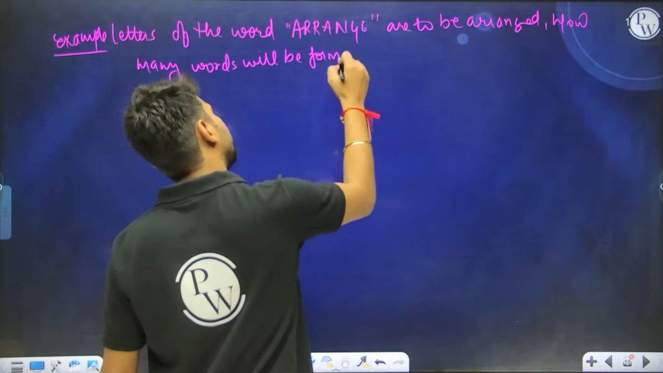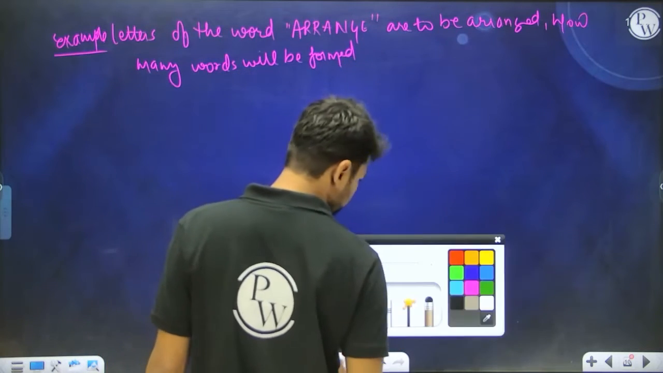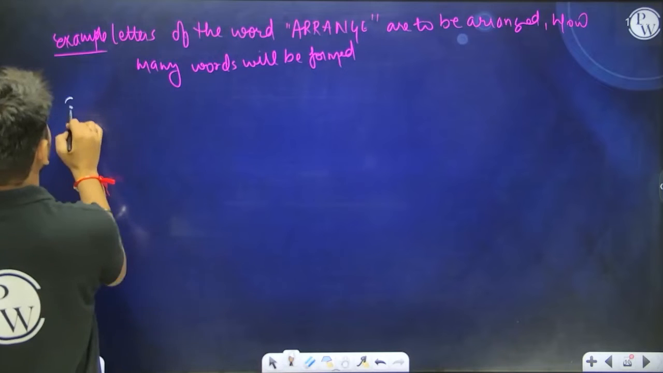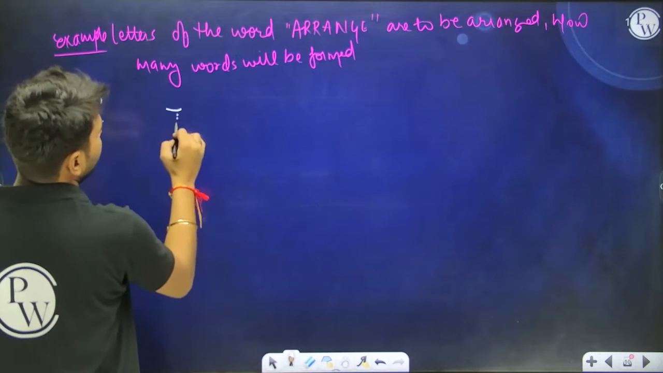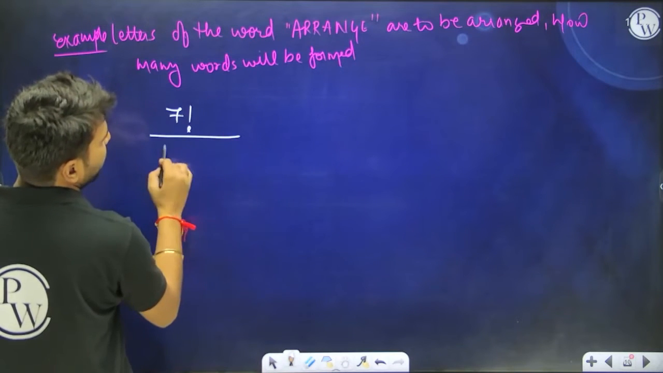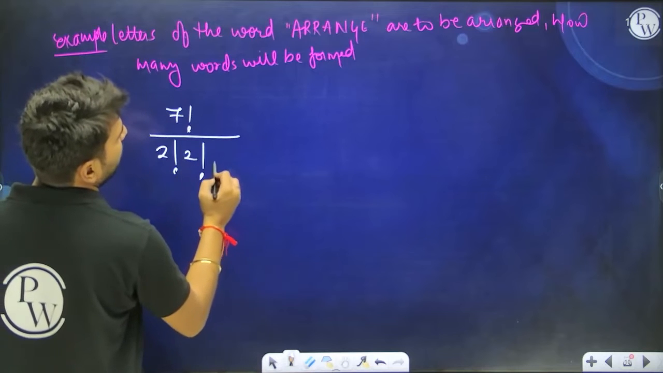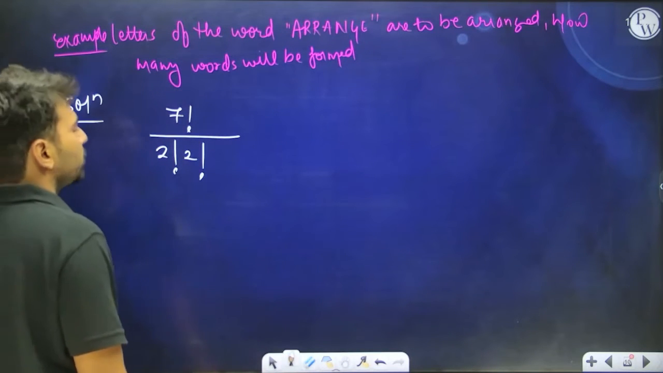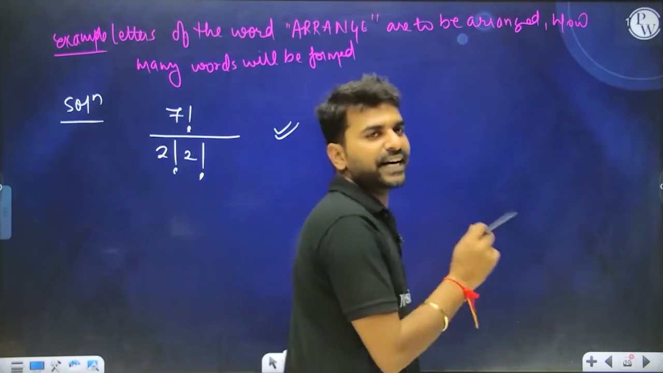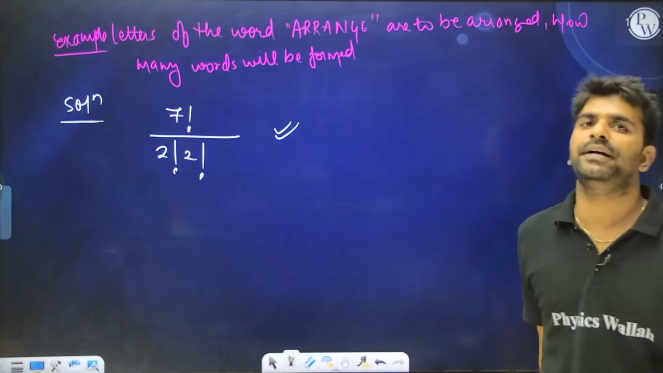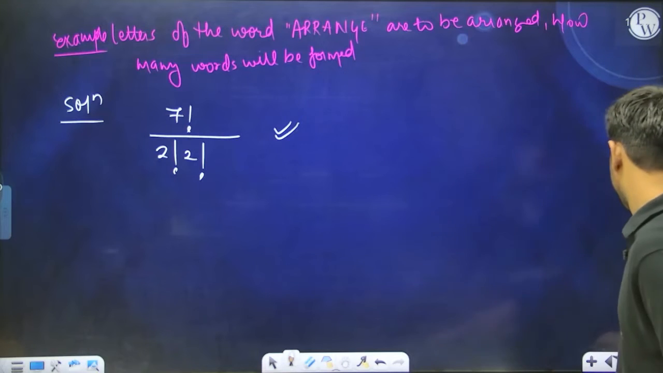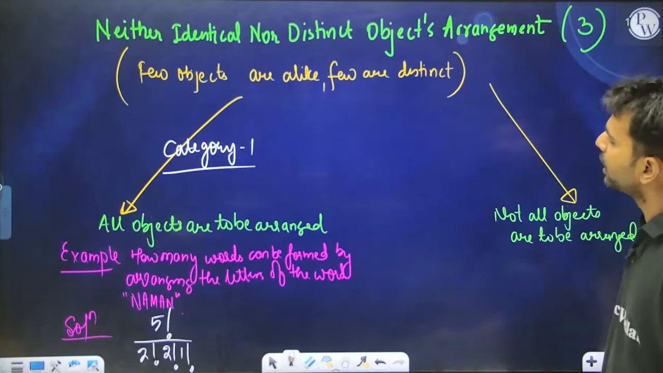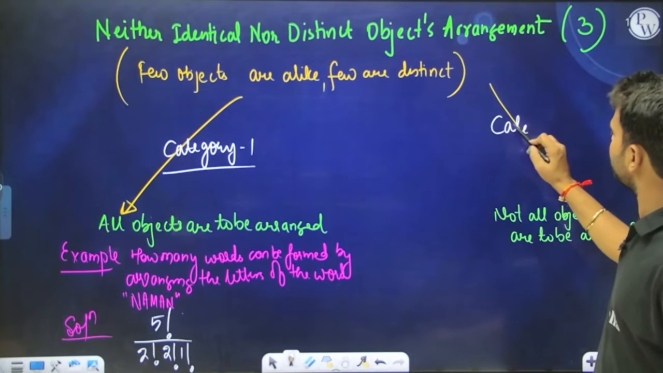So over here I am saying all the letters are to be arranged. Okay, can you tell me the answer? The answer is going to be 7 factorial divided by how many A's? 2 A's. How many R's? 2 R's. How many N? 1 N, 1 G and 1 E. So this many total words can be formed. These kind of problems are quite easy because they can be done with a simple formula itself, right? Okay. Talking about this category 2 problems.